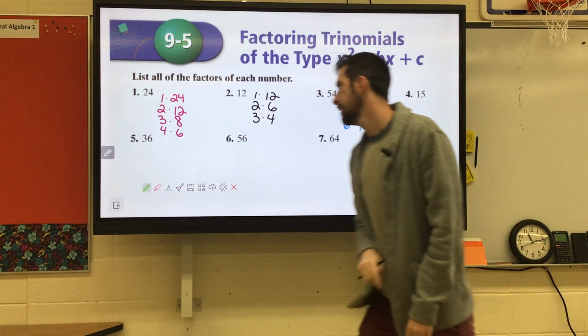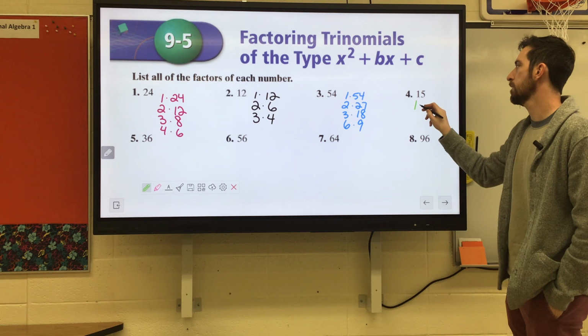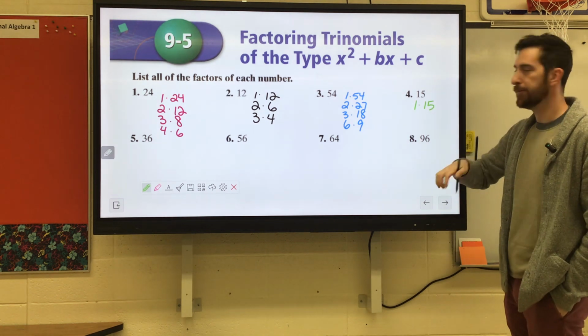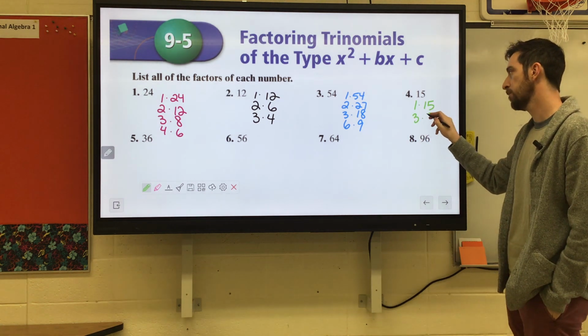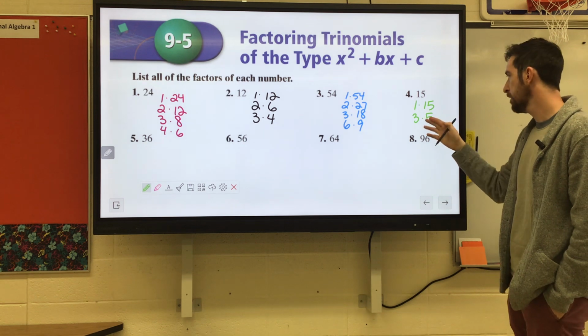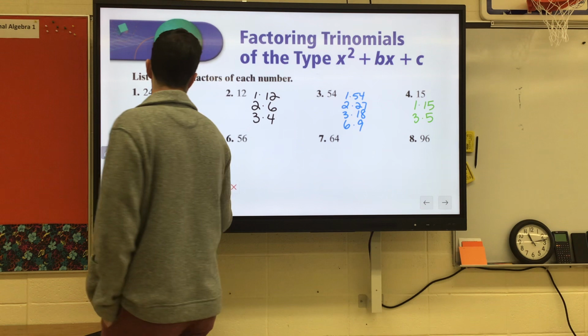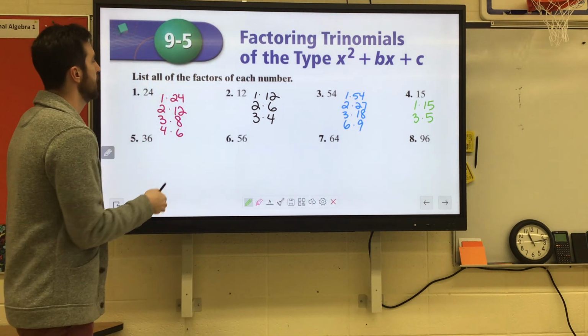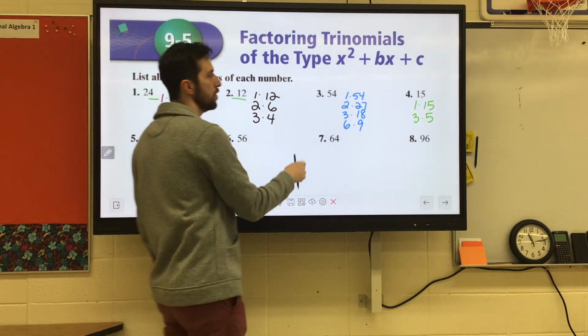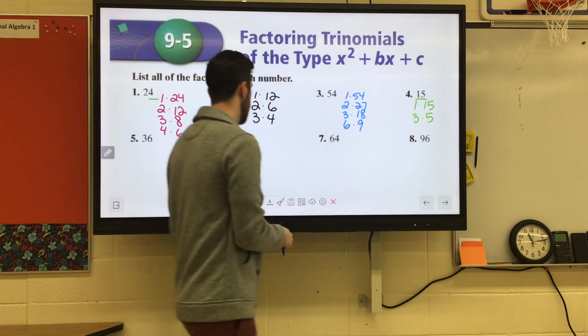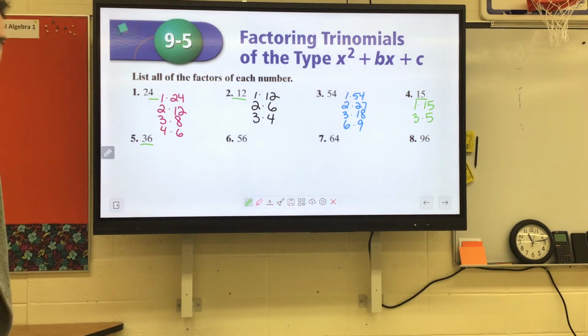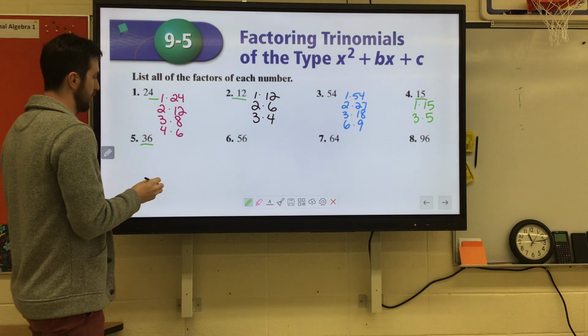We're all good. 15. 1 times 15. 2? No. 3? Yeah. 3 times 5. 4 doesn't go in there. And then we're back at 5 on the right side. Cool. So you see a lot of these same numbers pop up. 24, very common. 12, 15, and even 36, you see those numbers a lot. So you'll get comfortable with them.